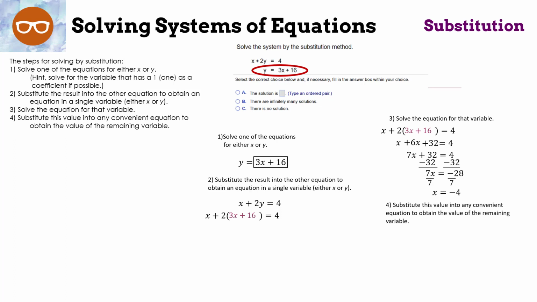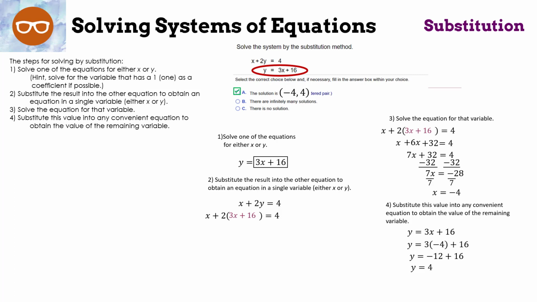To do that, we're going to substitute negative 4 for x into either equation. It doesn't matter which one you use. I decided to use the second one. You can use the first one, it doesn't matter. So I'm going to put negative 4 in for x. 3 times negative 4 is negative 12. Negative 12 plus 16 is 4. So it turns out that our answer is A, and the solution is negative 4, 4. Remember, we have to put it into an ordered pair.